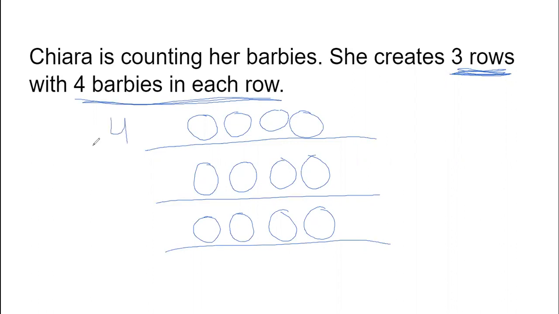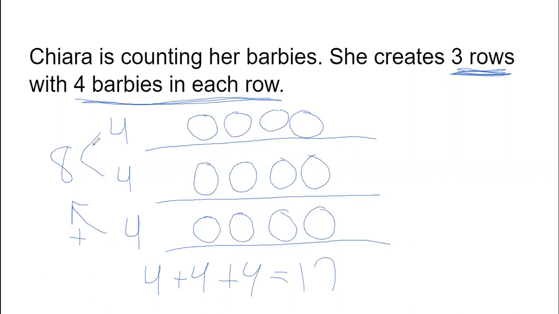I see that there are 4 circles in each row. So my equation is going to say 4 plus 4 plus 4. And then I'm going to add them up. I know that 4 plus 4 is 8. And then if I do the 8 plus that 4 more, I can count 8, 9, 10, 11, 12. And then if you need to, you can count all of the circles you drew to double check your work. So there are 12 Barbies.